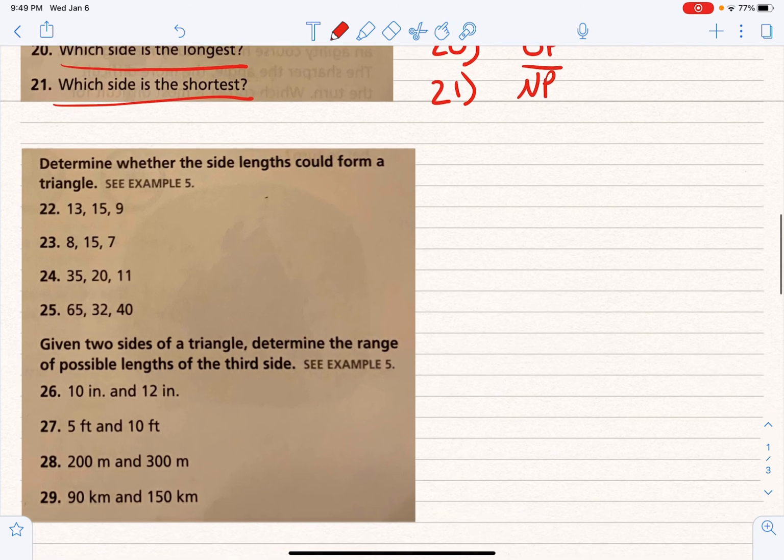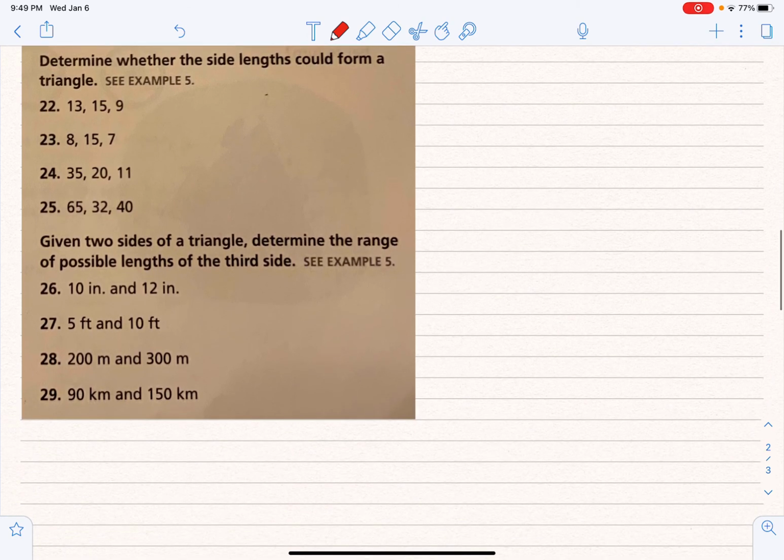And now we're on the home stretch. Number 22 through 25 says, say whether these could be the lengths to form a triangle. On number 22, could those be? And the answer is yes, because 13 plus 9 is 22. That's bigger than 15, so we're good there.